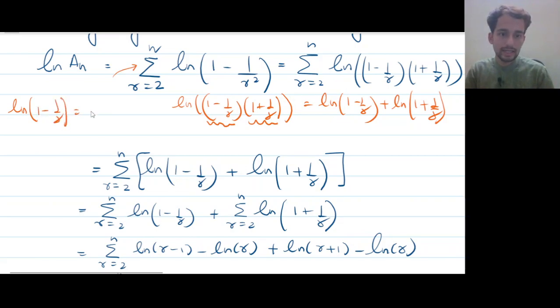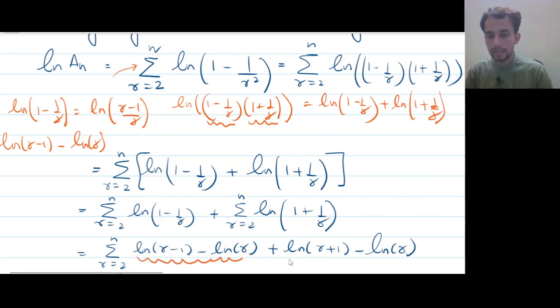If you take the LCM inside, it will be ln of r minus 1 by r, where again we are going to use the property of logarithm, so it will become this. So that's why the first expression is simplified to this one. Similarly the second expression is going to simplify to this one. Now you can collect the terms which are similar.